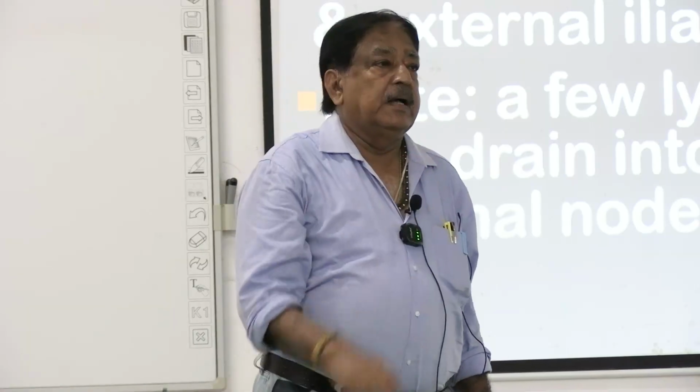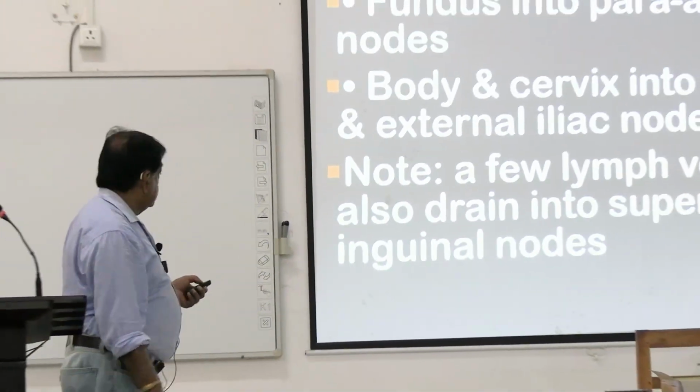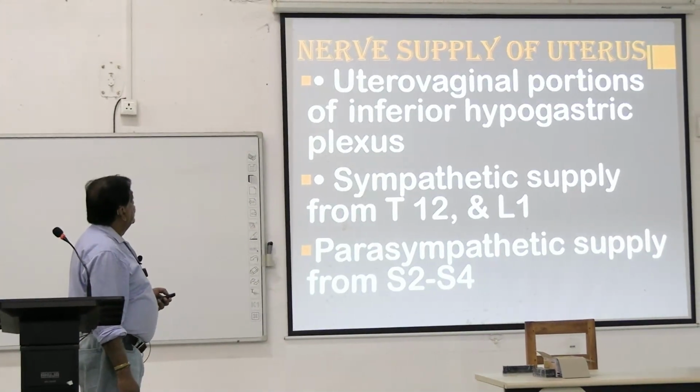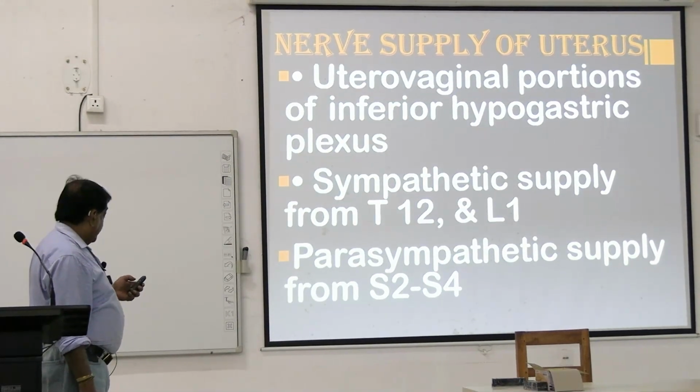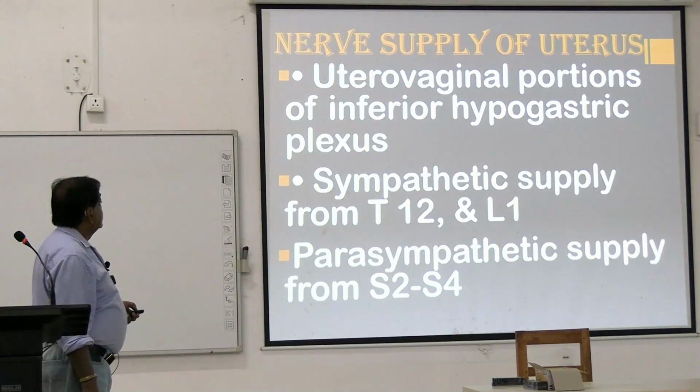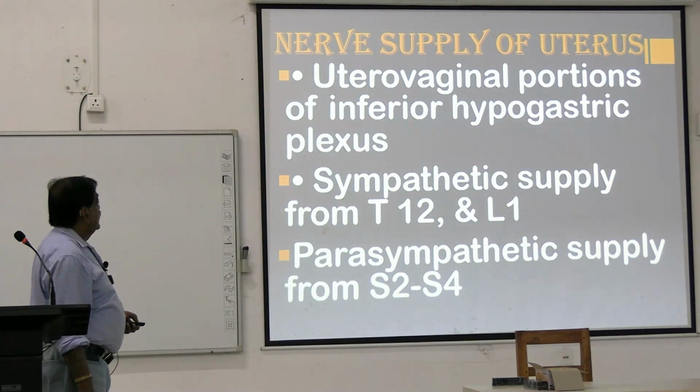Now, nerve supply: uterovaginal portions of the inferior hypogastric plexus. Sympathetic supply from T12 and L1, parasympathetic supply from S2 to S4.